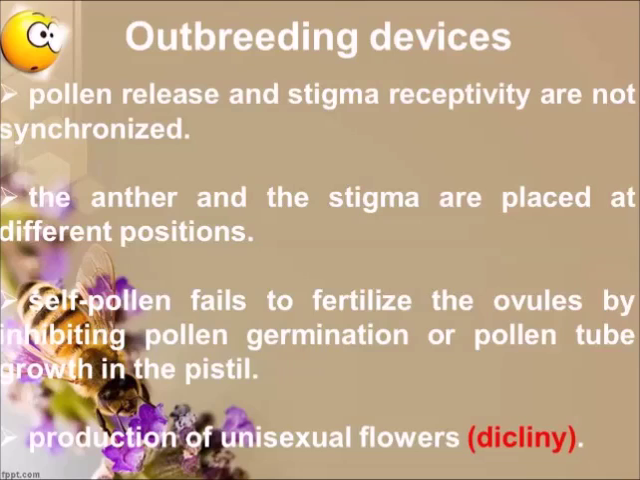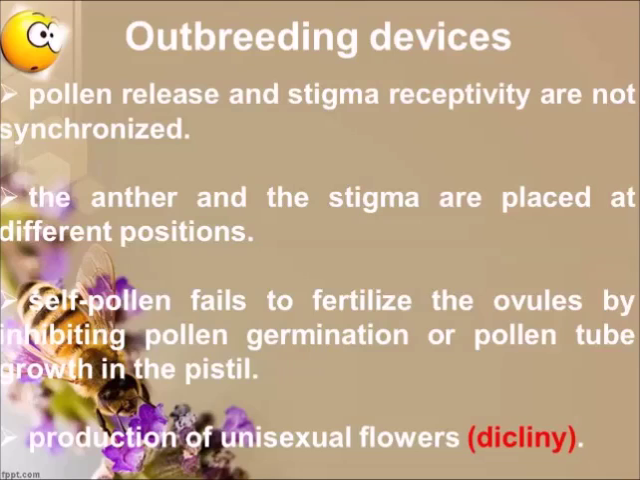What are outbreeding devices? As we have studied earlier, the majority of plants produce hermaphrodite flowers and undergo autogamy. However, this continued autogamy or self-pollination results in inbreeding depression. Therefore, plants have developed several devices to avoid self-pollination and encourage cross-pollination. Such devices are called outbreeding devices.